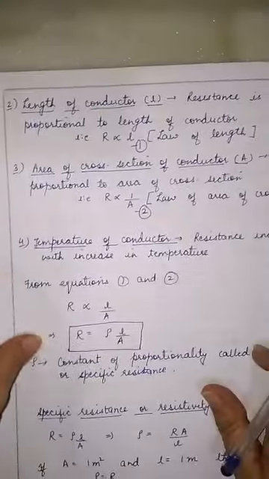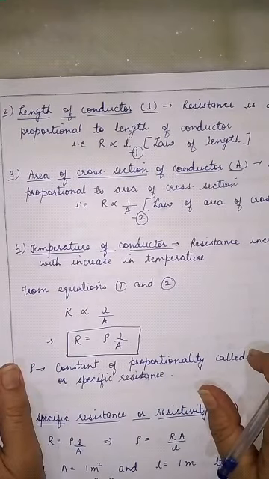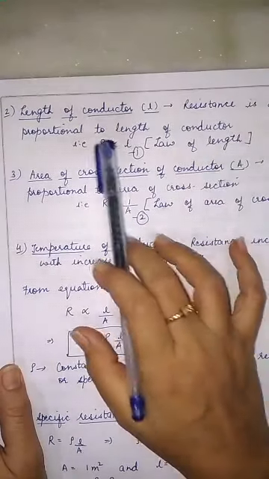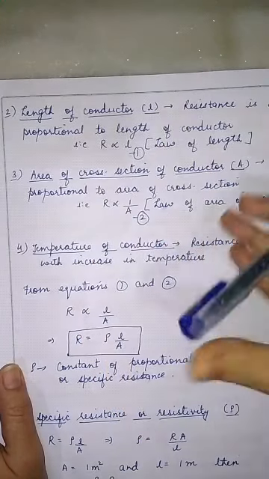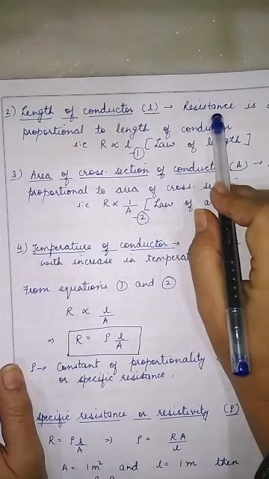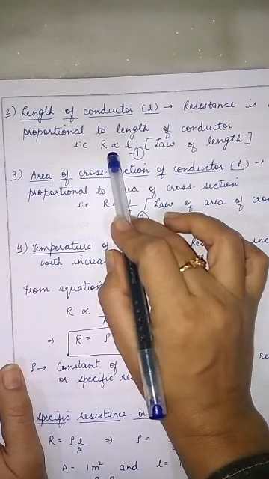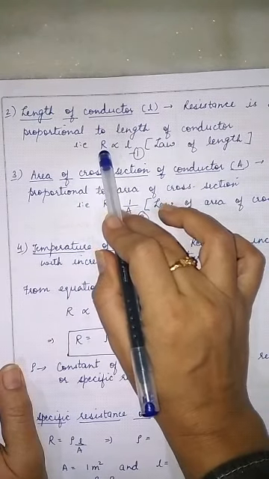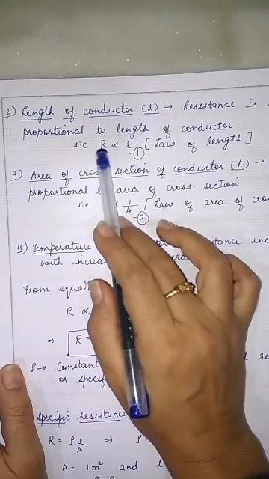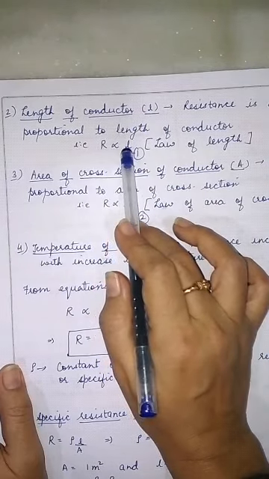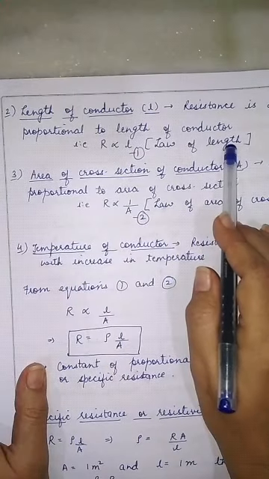The second factor is length of the conductor. Resistance is directly proportional to the length of the conductor. The more the length of the conductor, the more will be its resistance. That is, R denotes the resistance of the conductor and L denotes the length of the conductor. So R is directly proportional to L. This is called the law of length.